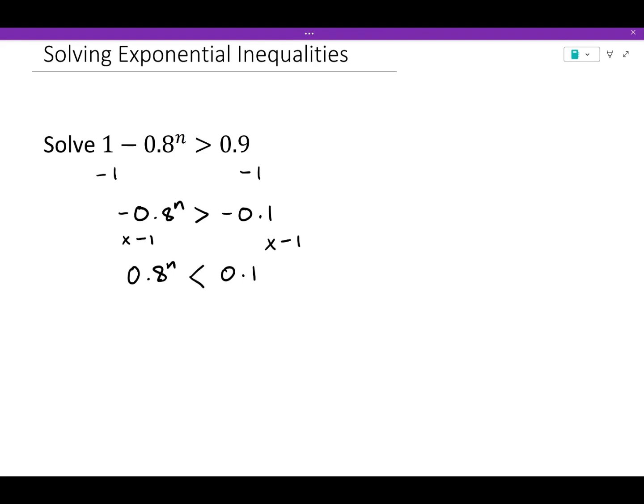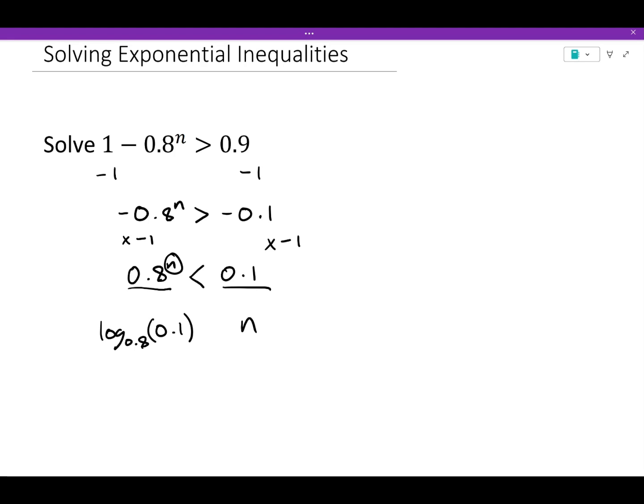Now that we've got the exponential on its own, it's time to make use of logarithms. What a lot of people would do is see the base is 0.8 and think, okay, we're going to use log base 0.8. And the other side is 0.1, so that's going to go in our log function, and then our power n would go on the other side. And then they'd be confused as to what they need to do with the inequality symbol.